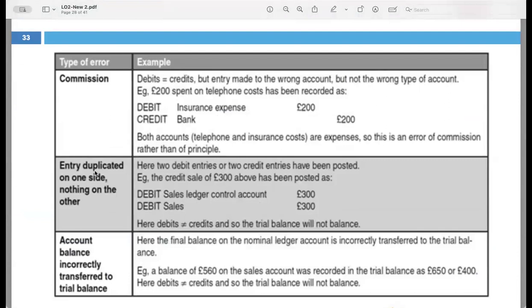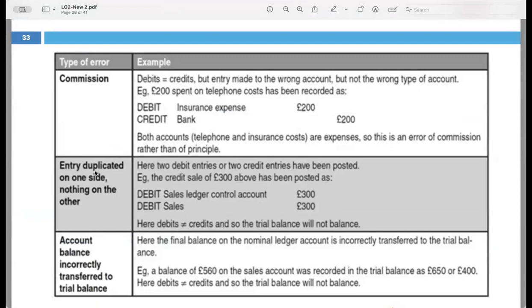Commission: recording transactions under an incorrect account affects the accuracy of financial reporting. For example, categorizing repair expenses as capital expenditures can misrepresent profitability. Duplications: recording a transaction twice on one side of the account without the corresponding entry on the opposite side leads to an imbalance in the trial balance.